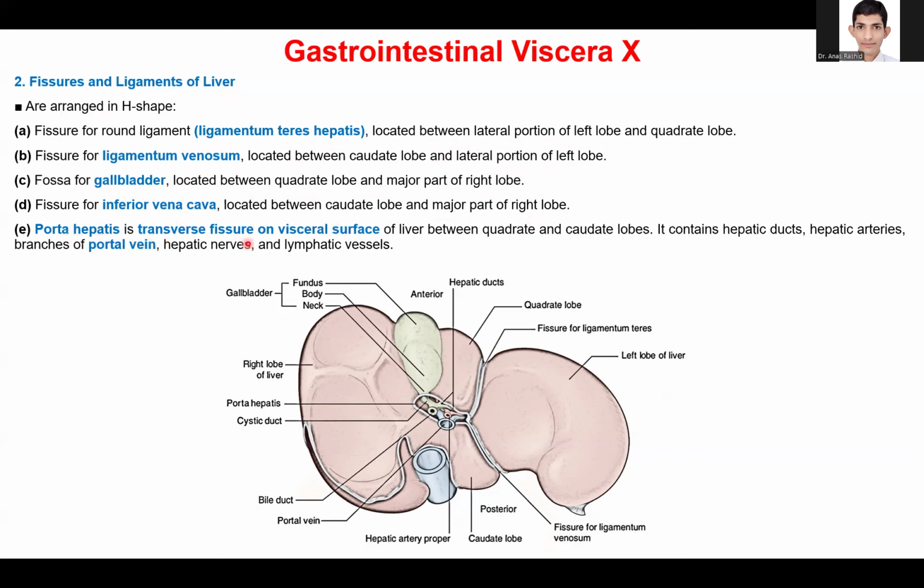The porta hepatis is a transverse fissure on the visceral surface of the liver between the caudate and quadrate lobes. It contains hepatic ducts, hepatic arteries, branches of the portal vein, hepatic nerves, and lymphatic vessels. We can see here the gallbladder, fundus, body, and neck.